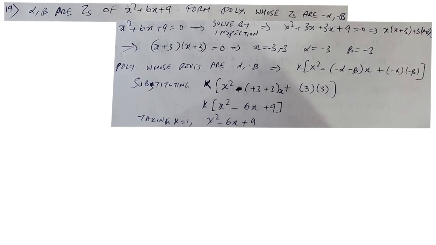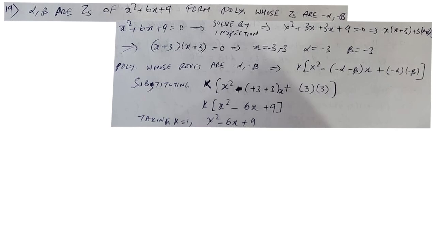Now you want to form a quadratic polynomial whose roots are minus alpha and minus beta. So what is minus of minus 3? Plus 3, right? Correct? You substitute that, okay? So k into x squared minus (minus alpha minus beta), because those are the roots we want, into x plus minus alpha into minus beta.